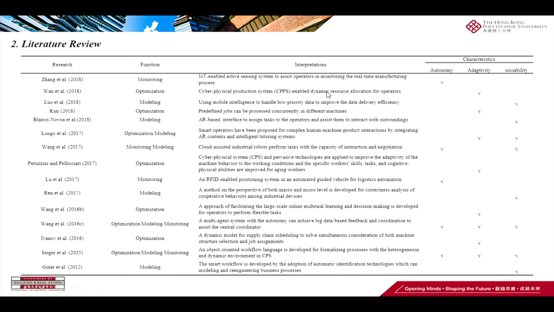A few studies reveal that we already have some methods to mitigate the constraint management. You may notice keywords like IoT-enabled active sensing system, mobile intelligence, AR-based interface, as well as smart operators and cloud computing, and RFID-enabled positioning. So these studies provide a solid foundation for the potential development of the smart work packages to mitigate the constraint management in MIC.